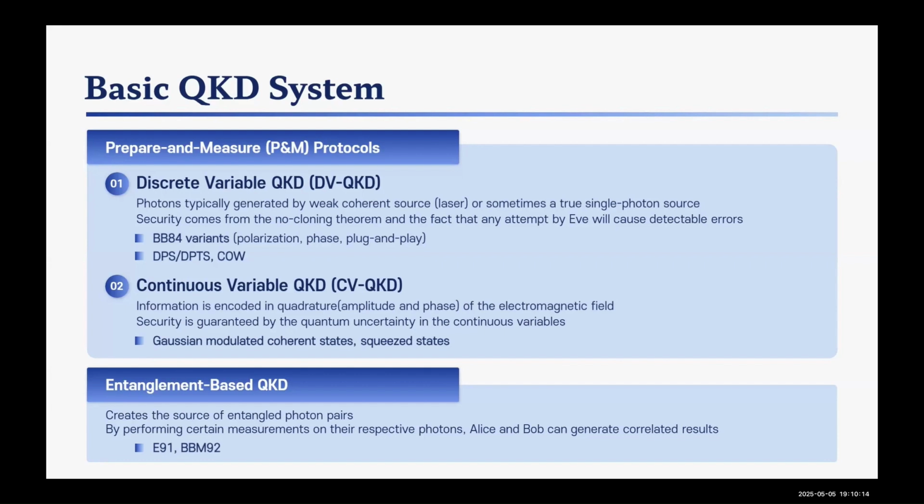Finally, we also have entanglement-based QKD, where entangled photon pairs are created as the source. By performing specific measurements on their respective photons, Alice and Bob can generate strongly correlated outcomes. Notable examples include the E91 and BBM92 protocols.